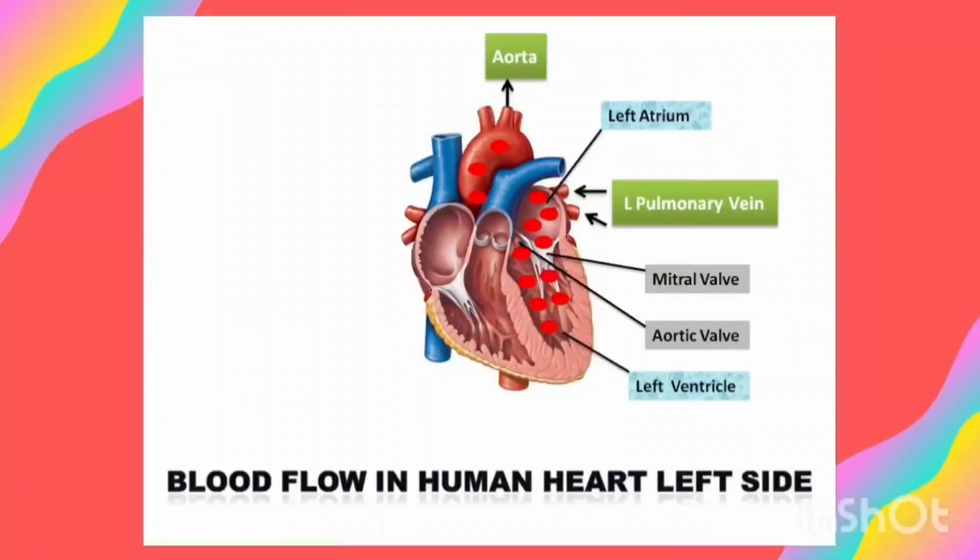The pulmonary vein empties oxygen-rich blood from the lungs into the left atrium. As the atrium contracts, blood flows from the left atrium into the left ventricle through the open mitral valve. When the ventricle is full, the mitral valve shuts, preventing blood from flowing backward into the atrium while the ventricle contracts. As the ventricle contracts, blood leaves the heart through the aortic valve into the aorta and to the body.